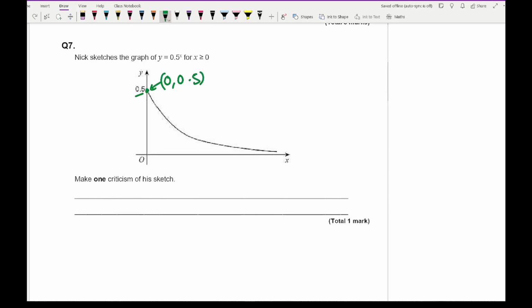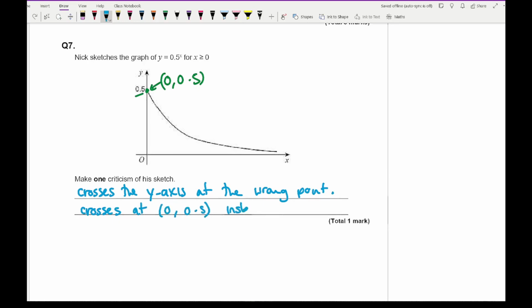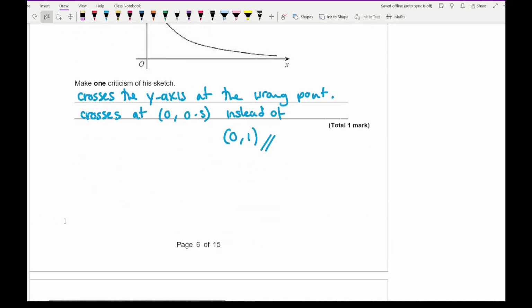Now that point there is going to be wrong, so it crosses the y-axis at the wrong point, and so he crosses at 0, 0.5 instead, and what it should be is 0, 1. So any of those two statements would have been absolutely fine for the 1 mark.